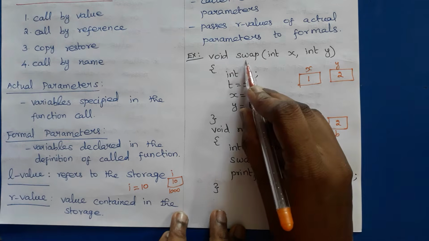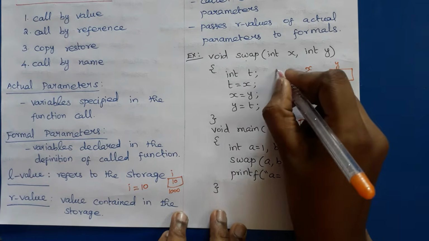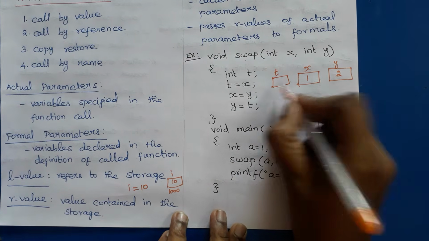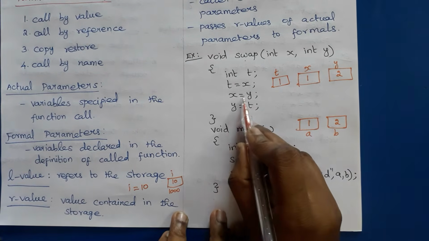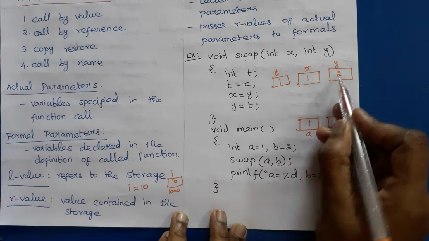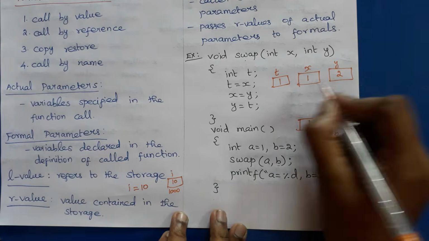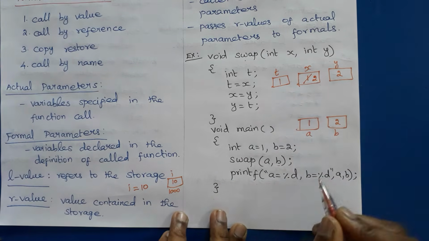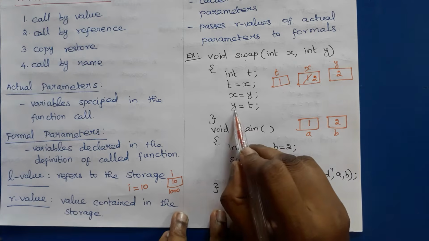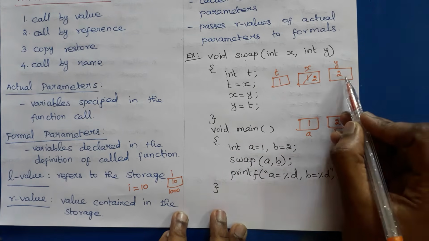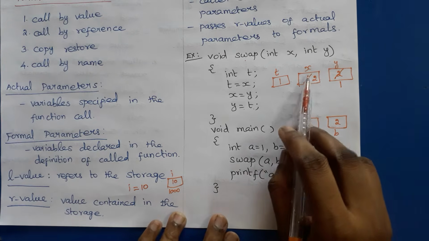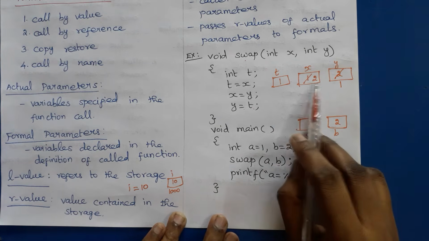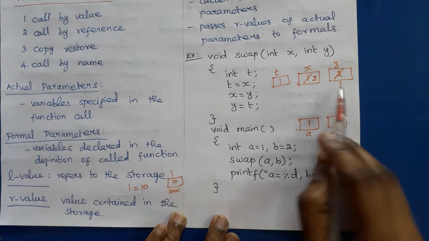Then in the swap function, it declares another variable t. Then t is equal to x, so 1 is assigned to t. Then x equals y, so the value of y is assigned to x. Now the value of x is 2. Then y is equal to t, so t is assigned to y. t is 1, so now the values of x and y are 2 and 1. That is, swapping is done.